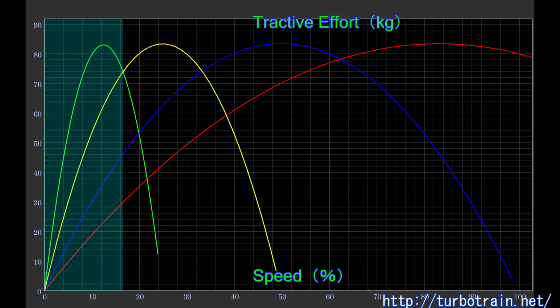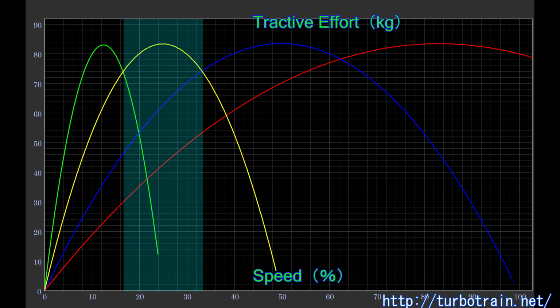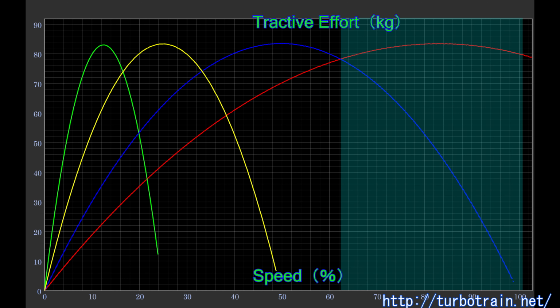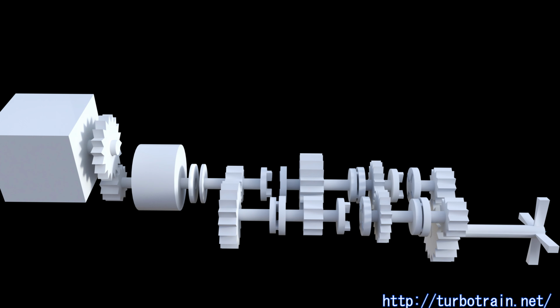German had these technologies available in practical use since before. This picture illustrates the basic components of the Mekydro transmission.